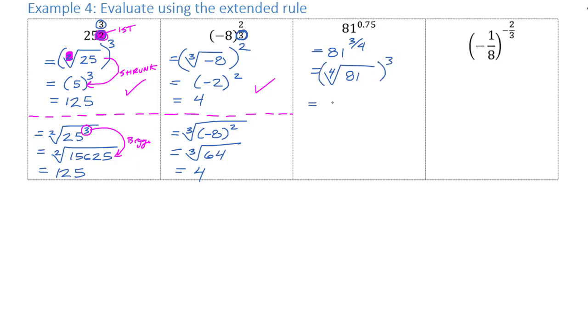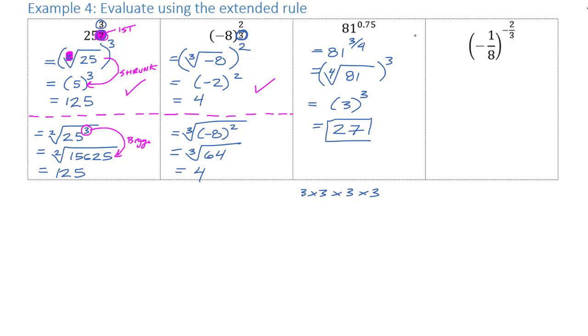All right, so the 4th root of 81 is 3, right? Because 3 times 3 is 9, times 3 is 27, times 3 is 81. So there you go. And then do that to the power of 3. 3 times 3 times 3 is 27. There you go. All right, one final one.